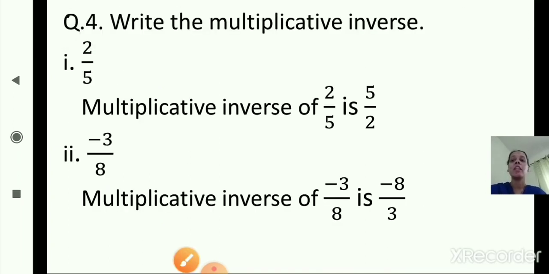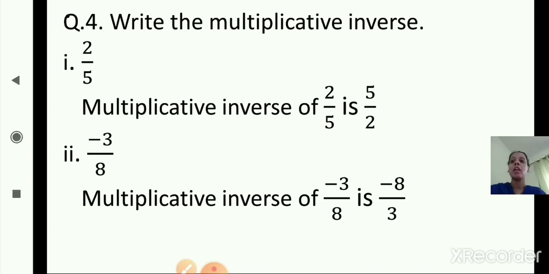Okay, now the next one, that is multiplicative inverse. How to write down the multiplicative inverse? What is the multiplicative inverse of 2 upon 5? The multiplicative inverse of 2 upon 5 is 5 upon 2. So this type of question can come as fill in the blanks, or it can come as solve the following for a 1 mark question.